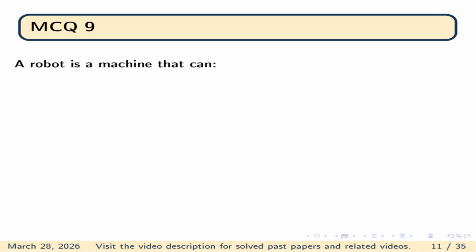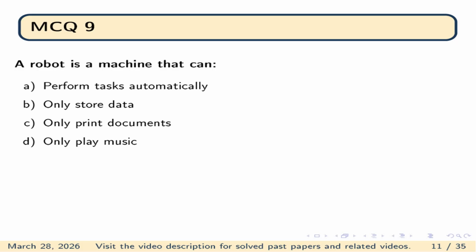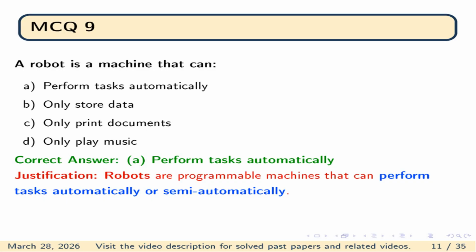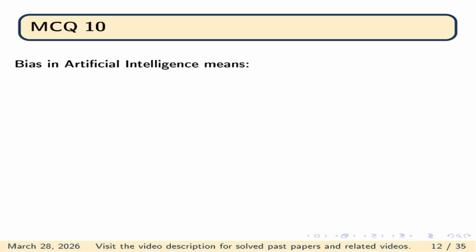Question number 9. A robot is a machine that can perform tasks automatically, only store data, only print documents, only play music. The correct answer is perform tasks automatically, because robots are programmable machines that can perform tasks automatically or semi-automatically.